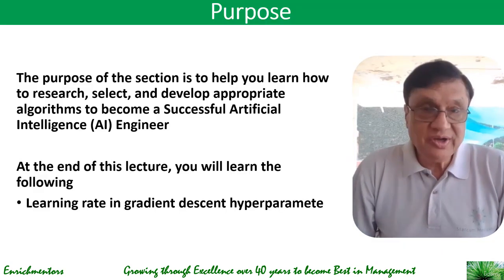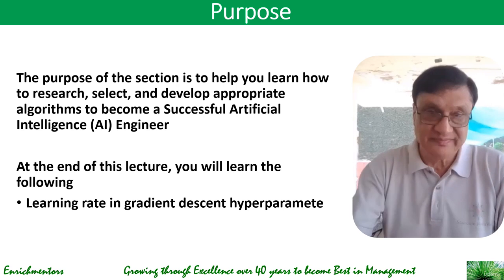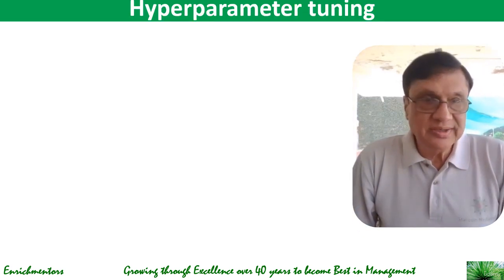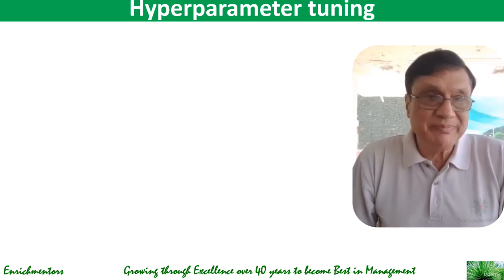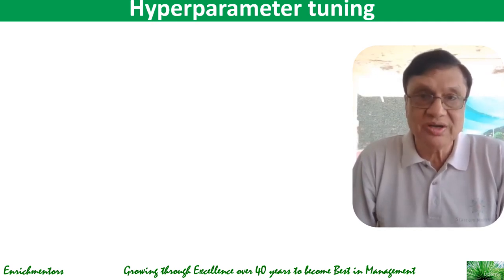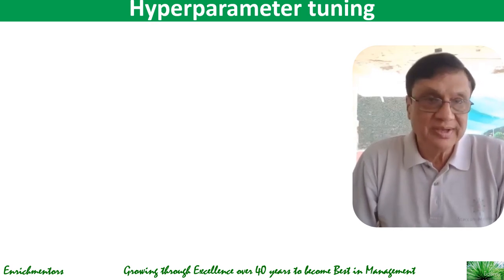So in this lecture we will talk about hyperparameters and one of the hyperparameters, that is the learning rate in gradient descent. Hyperparameter tuning involves using hyperparameters. Those are the parameters that are set prior to model training and control the learning process of the model.